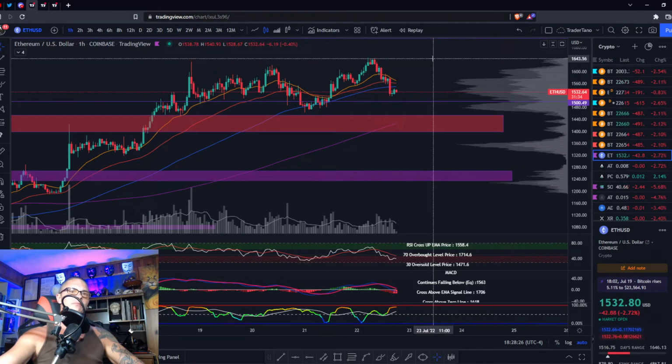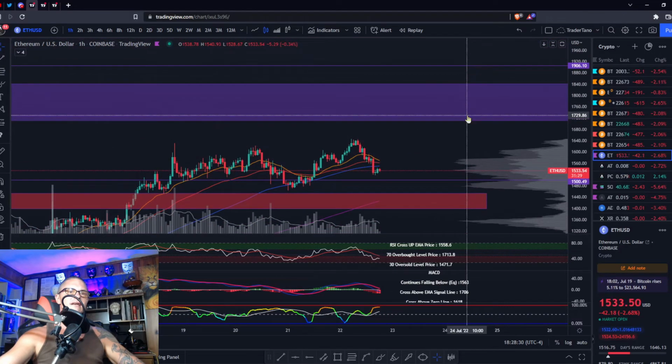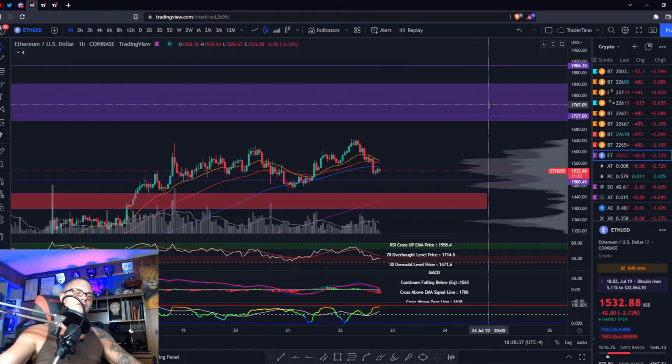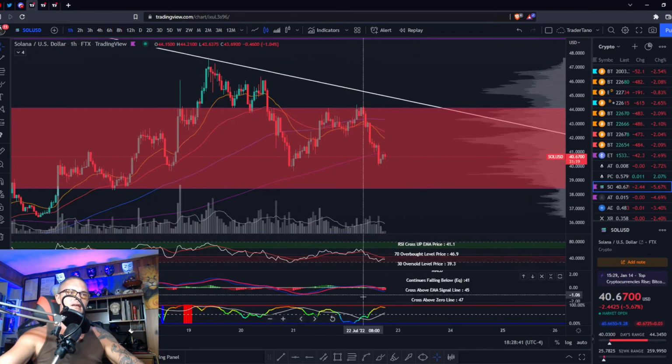Bullish case is that we break the 1650 mark. If we can do that, next stop 1750. After that, 1900. So those are my levels that I'm looking at for Ethereum. Let's move on to Solana.